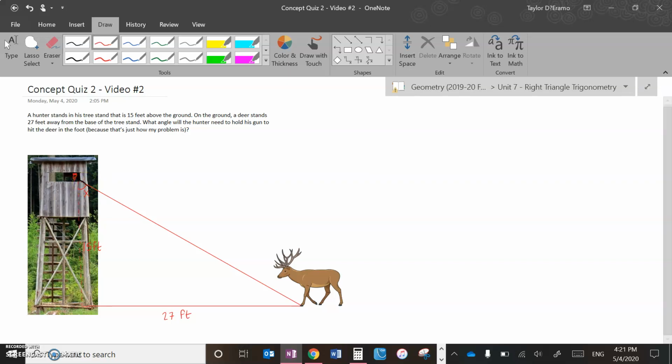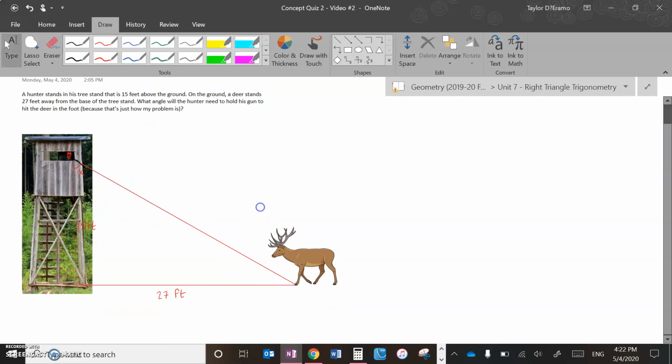A hunter stands in his tree stand that is 15 feet above the ground. On the ground, a deer stands 27 feet away from the base of the tree stand. What angle will the hunter need to hold his gun to hit the deer in the foot? Yeah, I know that's really random, but that's just how it worked out.